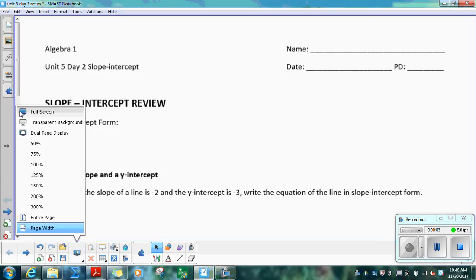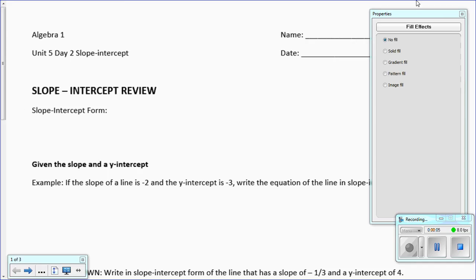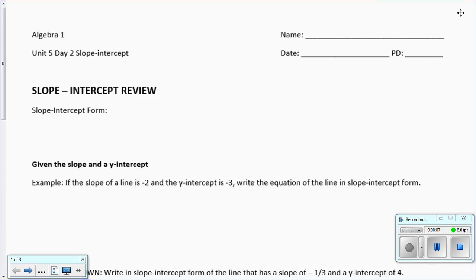Hello everybody. Today we are going to talk about slope intercept review. It's called a review because we've already kind of done it, but it's part of this unit, so we just want to make sure you fully get it before moving on. Okay? So let's go ahead and get started.